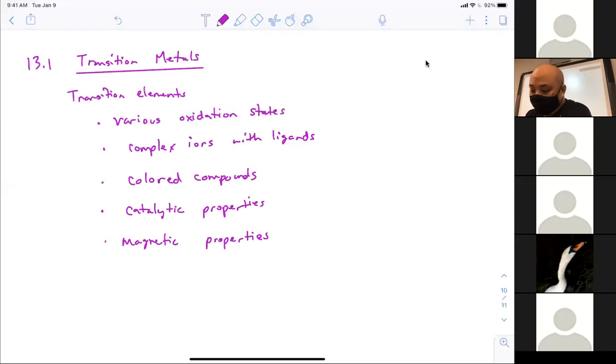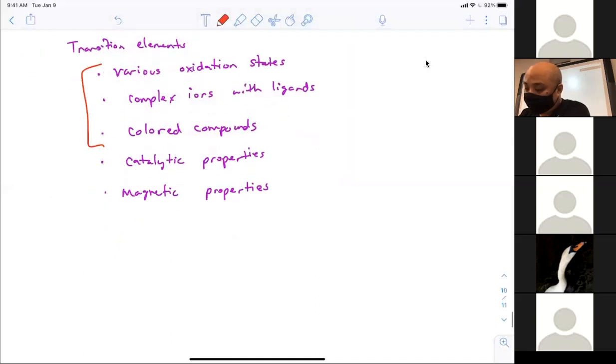The main ones we'll focus on here are probably these first three, because the catalytic and magnetic properties are more a connection back to the various oxidation states and things like that. And that's how you explain that.